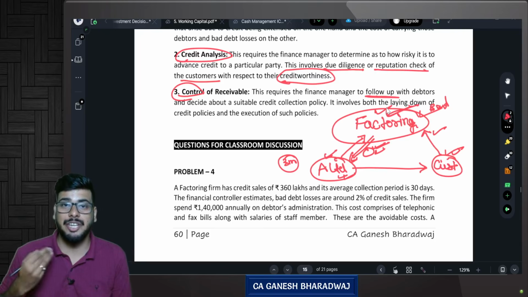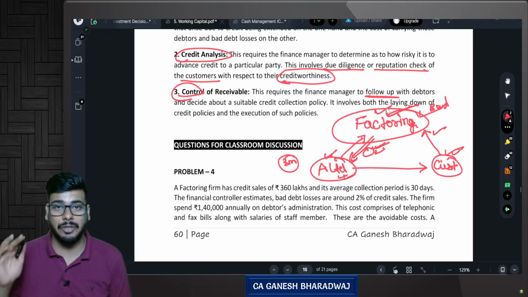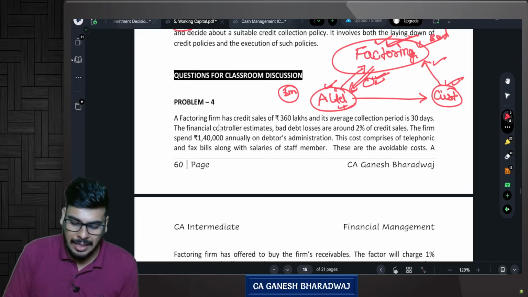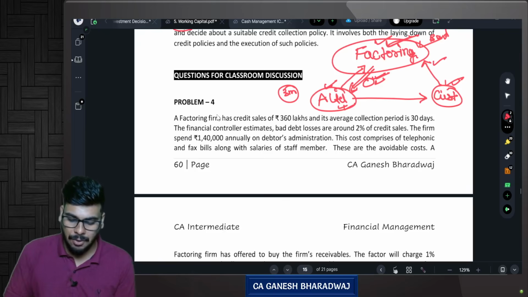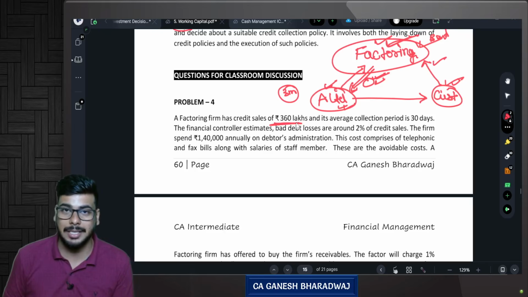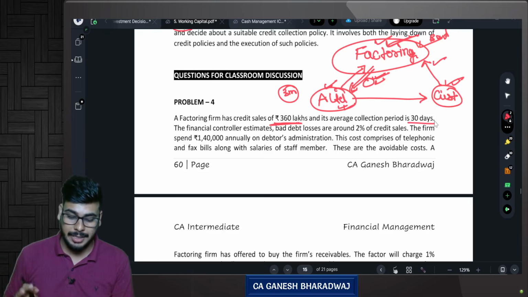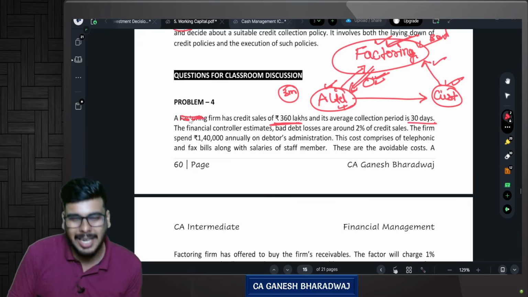In this context, we should see whether it is worthwhile going for the factor or not. So that is what we are going to discuss in this segment. Question number 4: a factoring firm has credit sales of 360 lakhs, and its average collection period is 30 days. So what they are saying, this is actually not a factoring firm. It's a normal firm, okay?